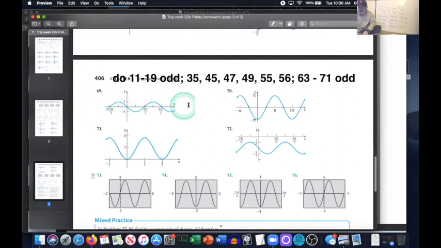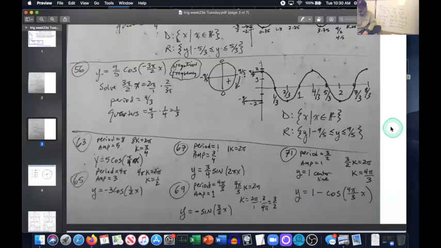For 69, the center line is still y equals 0. Amplitude is 1. We're starting by going down first, so we're going to use a negative amplitude. The width of one cycle is 4 pi over 3. Okay, so that's what I'm doing here. And then again, I put a negative in front of the sine.